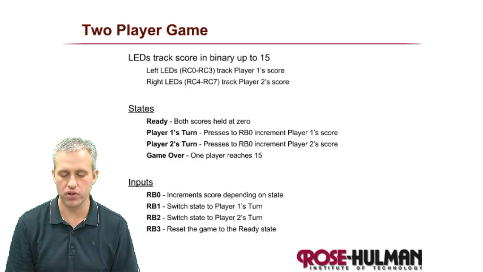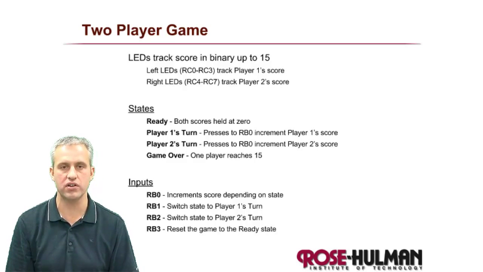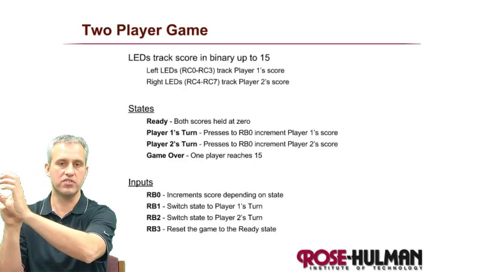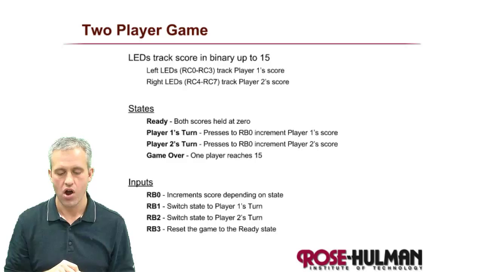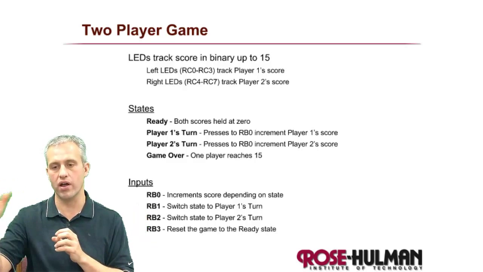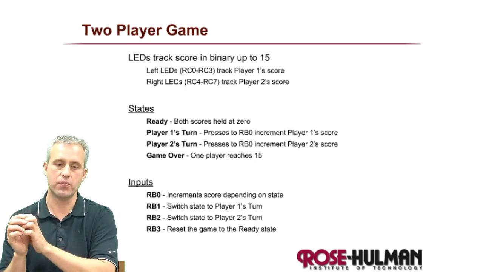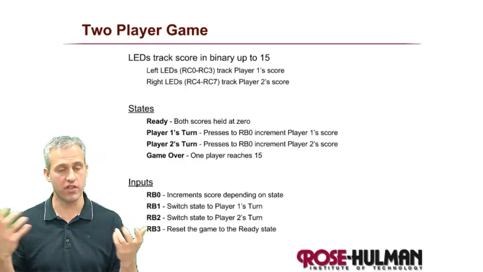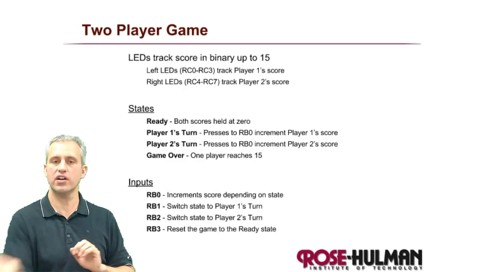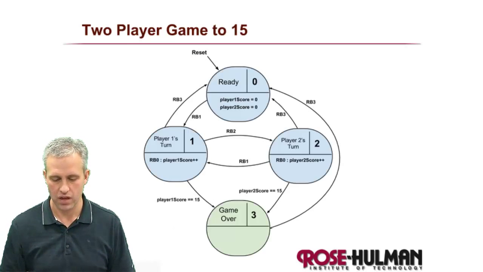I've picked different inputs. I've said that RB0 is going to increment the score. So depending on whose turn it is, RB0 is going to increment that score. RB1 and RB2 are going to switch whose turn it is. So if you press RB1, it's player 1's turn. If you press RB2, it's player 2's turn, so that should make sense. And then if you press RB3, it doesn't matter where you are, it resets the game.